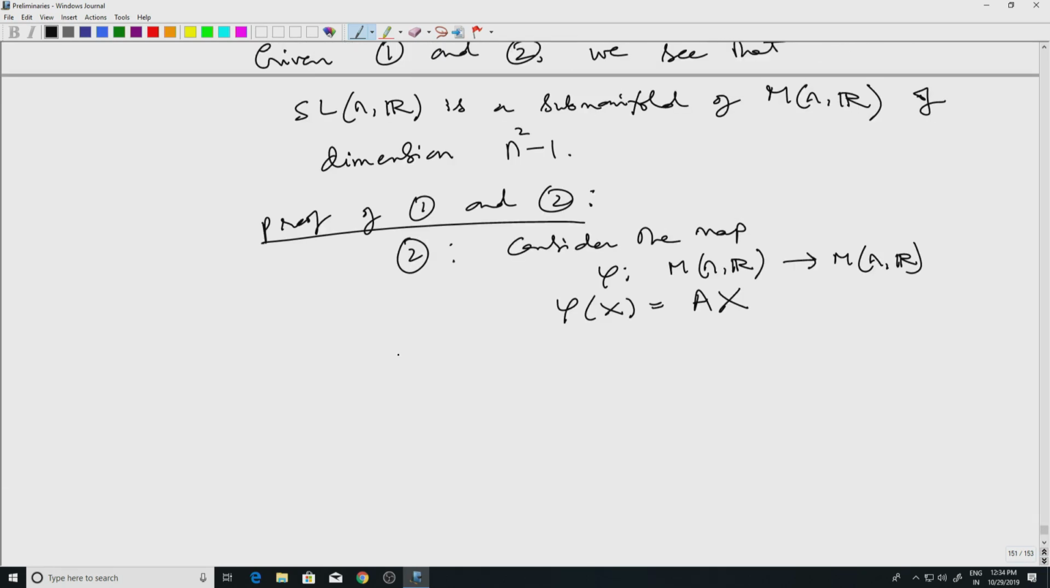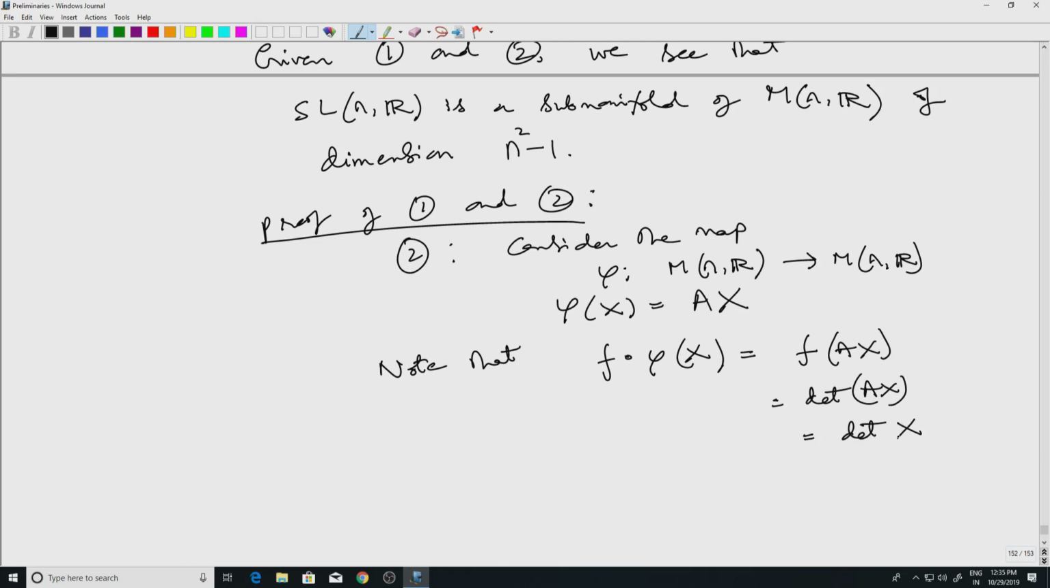Okay, so now note that f of phi of x is f of Ax, the determinant of Ax, which is just the determinant of x, since the determinant of A is 1, which is the same as f of x.